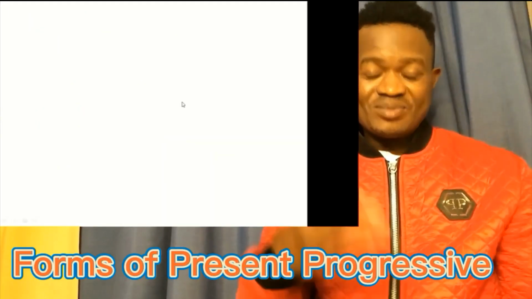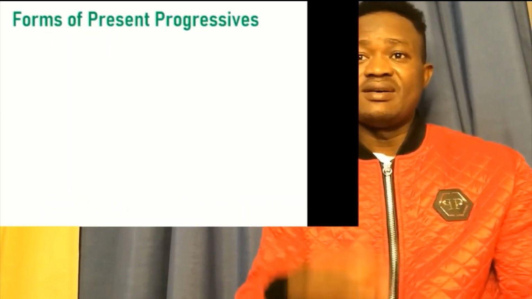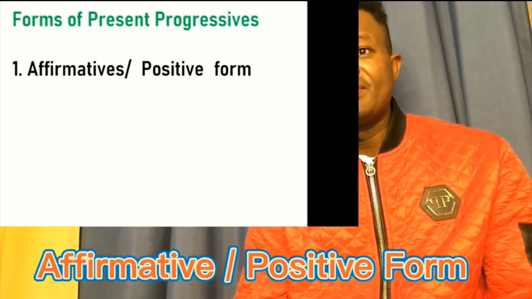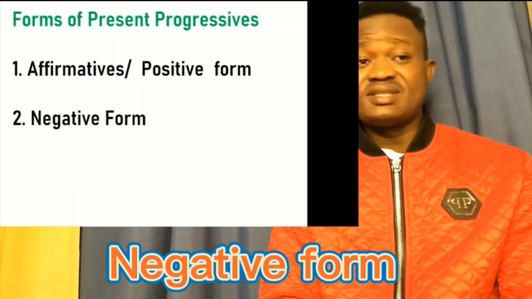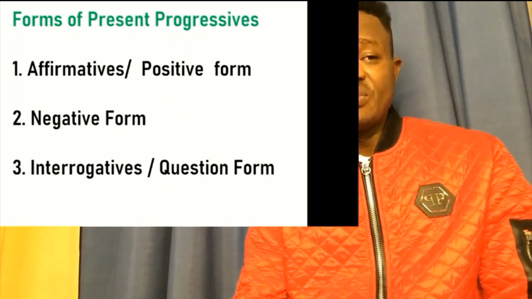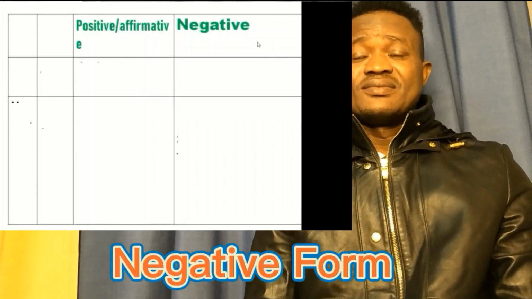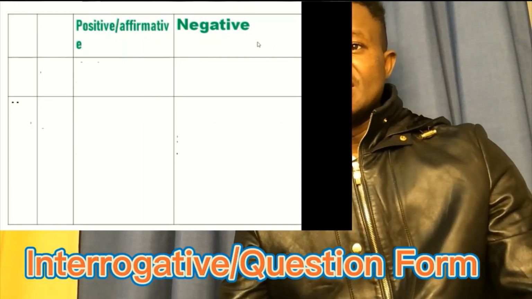Okay, all right. Forms of present progressive. Okay, let's talk about the three forms of present progressive. One, we have the affirmative, or sometimes we say the positive form. Okay, all right. Negative form, we have the negative form. Okay, interrogative form, sometimes we say question form. So these are the three forms of the present progressive. Affirmative form, negative form. Okay, so we're gonna talk about the interrogative or the question form in the next video. Okay, all right, guys, let's go.